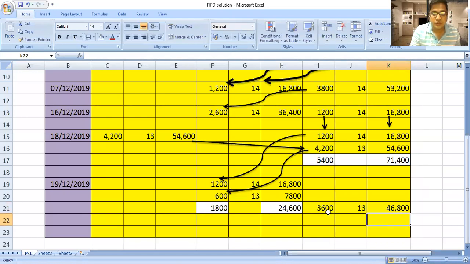On 19th December 2019, we have a closing balance of 3,600 units at 13 rupees rate per unit, and the value is 46,800.